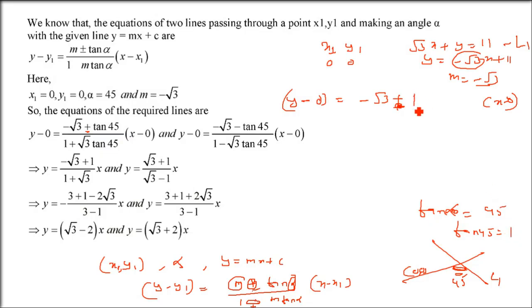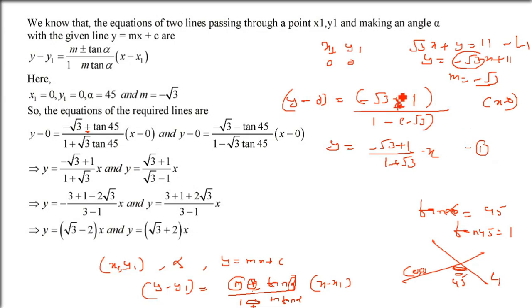So put 1 here. And then we have 1 minus plus. If you have taken plus in the numerator, you have to take negative in the denominator. So 1 minus m into tan alpha. m is minus root 3. Tan alpha is 1. So minus root 3 it will be. So what do you get? y equals, minus root 3 plus 1 over 1 minus of minus root 3, which is 1 plus root 3. And then you have x. So this is your first equation.